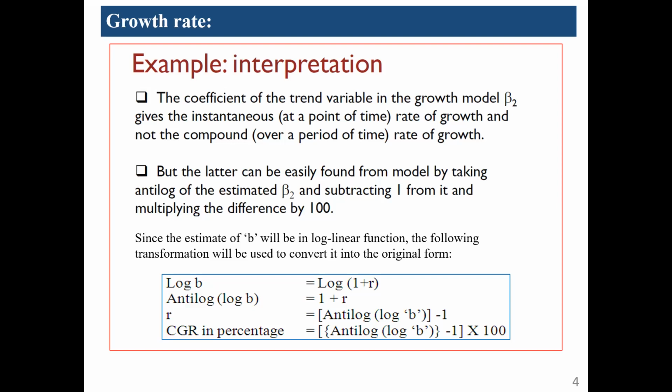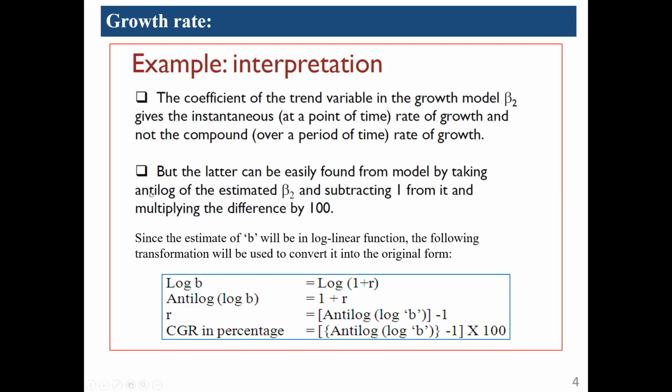Now, as I told you, we can go for the instantaneous growth rate as well as the compound growth rate. The instantaneous growth rate can be obtained by multiplying the slope coefficient by 100, and we can interpret: if x increases by 1 unit, then y increases by the slope coefficient beta 2 into 100%.